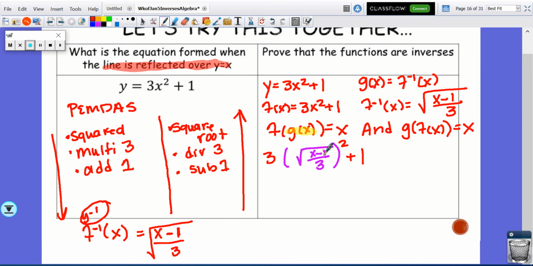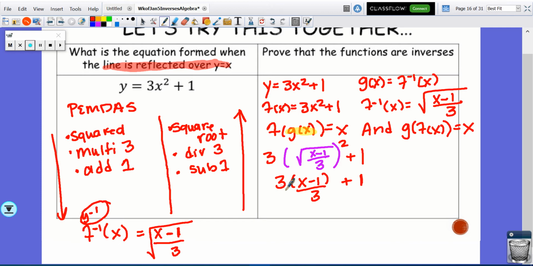So when I look at this, I notice that there's a square right here, and there's a square root. So I can rewrite this as the square root, and the squared will go away. So I'm left with 3 times x minus 1 over 3 plus 1.